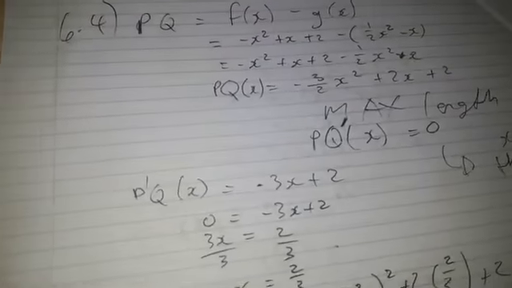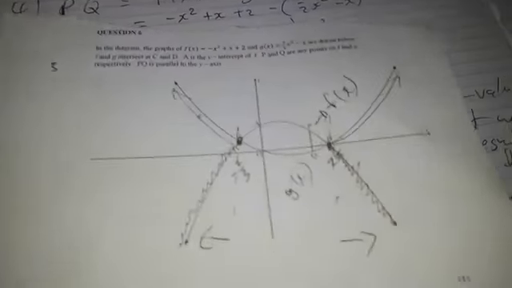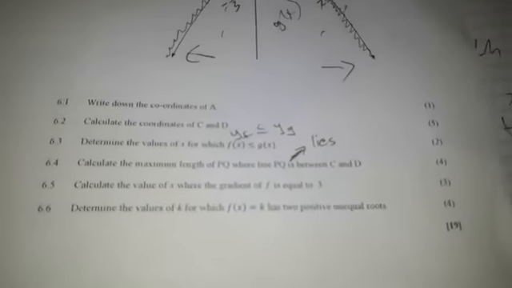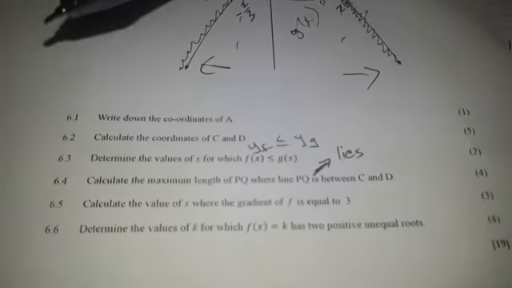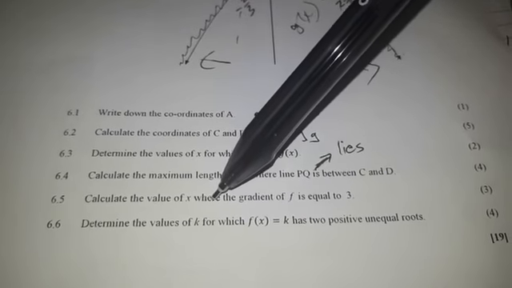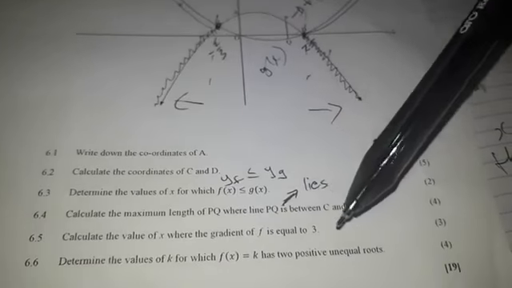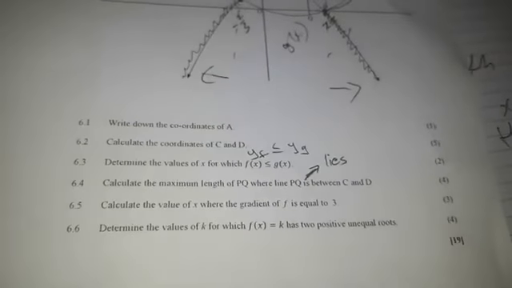This is what you need to do whenever you need to get the length between 2 points on the same line, but on 2 different graphs. So for 3 marks, the next question says, calculate the value of x where the gradient of f is equal to 3. Sure, this paper had such nice questions. So we need to get the gradient of f. We need to get the x value where the gradient of f is equal to 3. So all we need is the gradient equation of f.